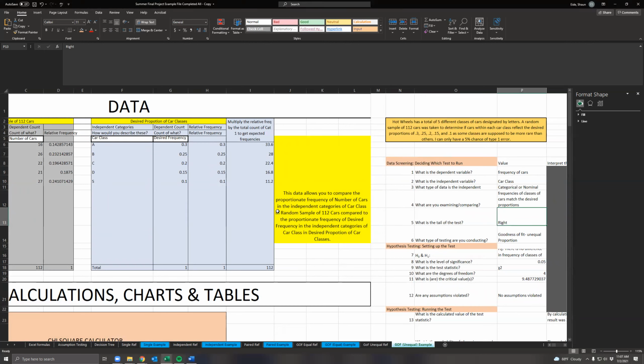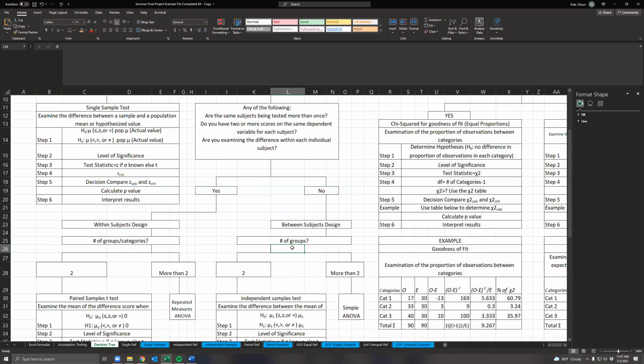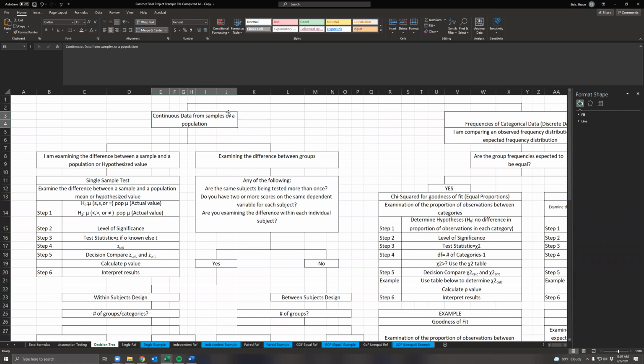Okay. So here we go. We've got goodness of fit for unequal proportions is the test that we're conducting, and it is a right tail test because all of these are right tail tests for what we're doing. And let's just go through the decision tree really quick to show you why it's a right tail test.